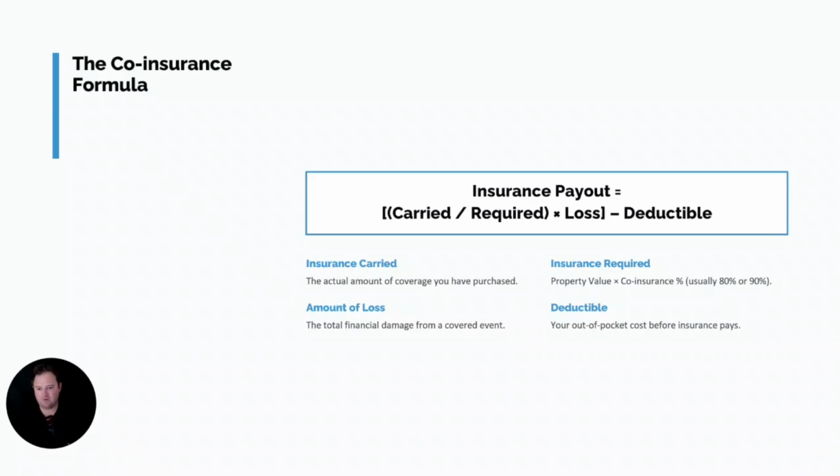But it's quite straightforward. So you have the amount of insurance carried divided by the amount of insurance required, multiplied by the loss, and then finally you subtract the deductible. So insurance carried is the actual amount you've purchased. Insurance required is the property value times the coinsurance percent. So usually it's 80 or 90%. Sometimes we'll see 100% on inventory. Amount of loss is the total financial damage from a covered event. And the deductible is your out-of-pocket cost before insurance pays.